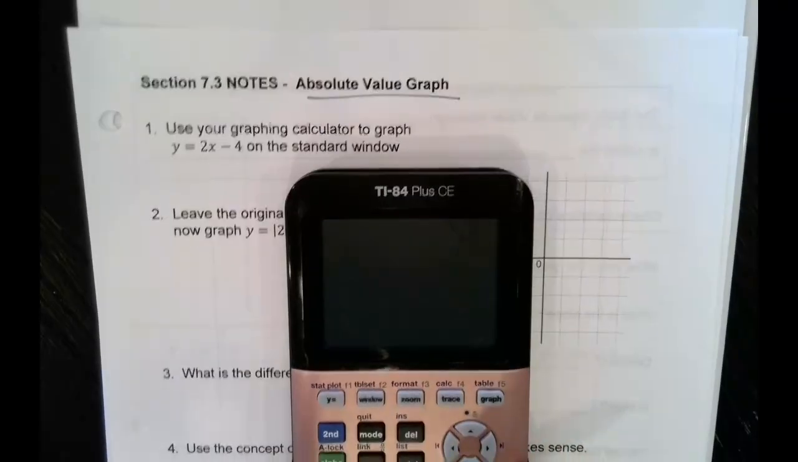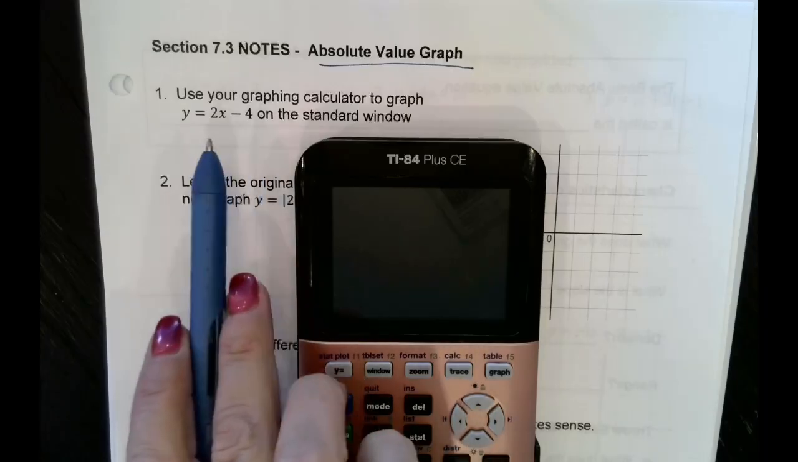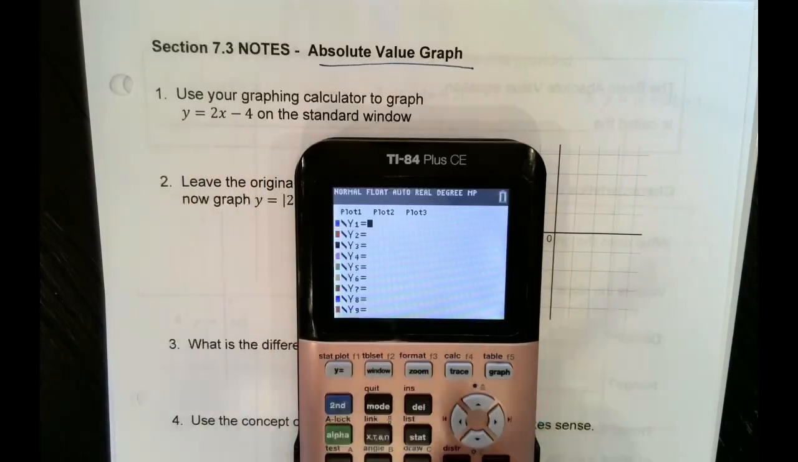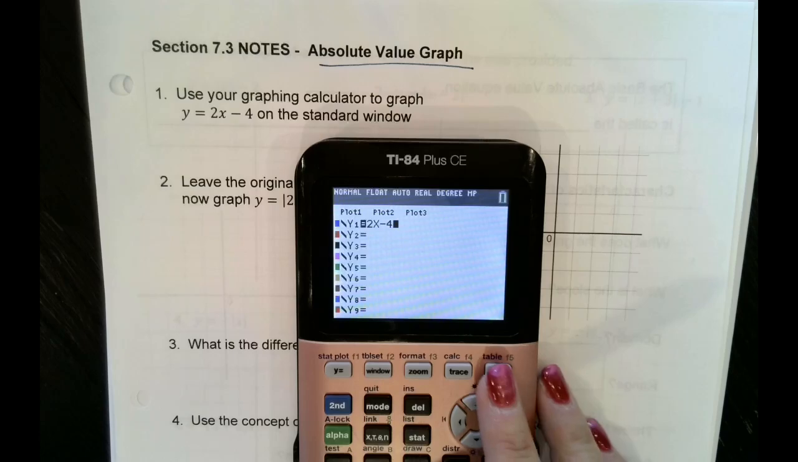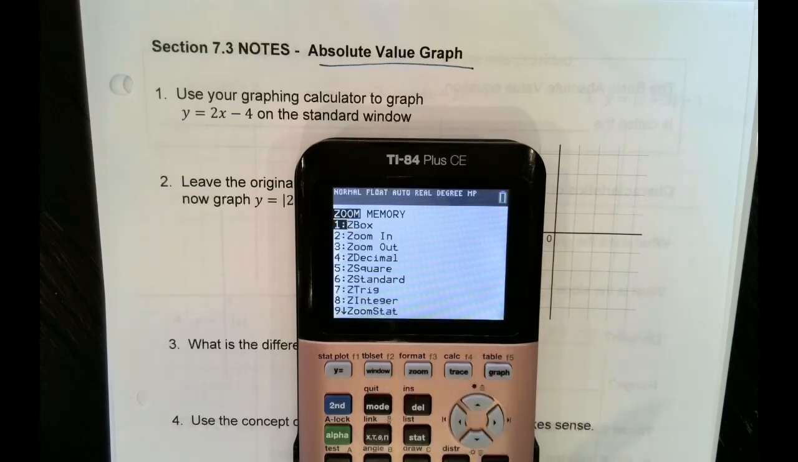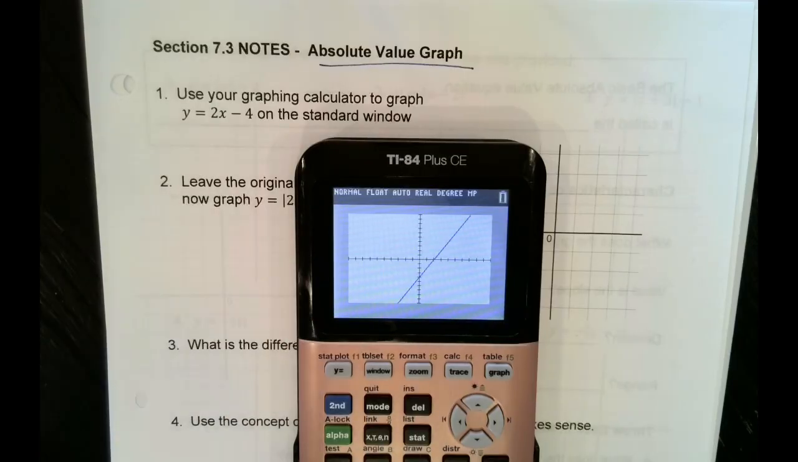So it says use your graphing calculator to graph this line. All right, so this is a line, there's no absolute value. So from y equals, we're going to do 2x minus 4. And then we want to graph this in a standard window, so just do zoom 6. Zoom 6 gives us our standard window, and there's our line.